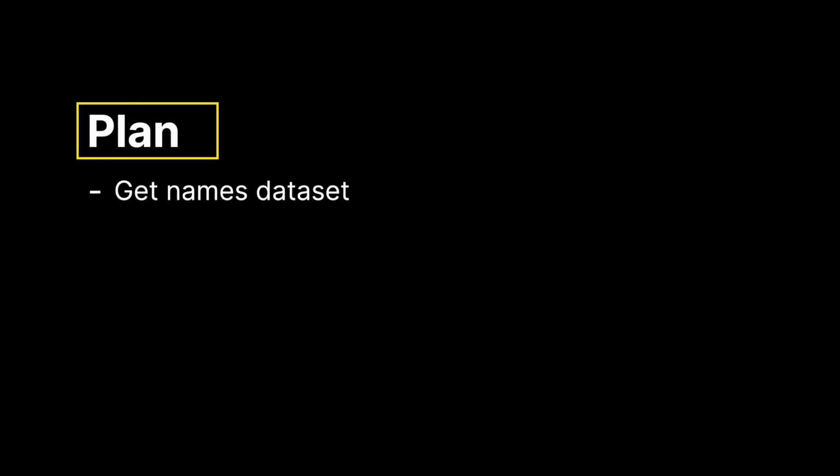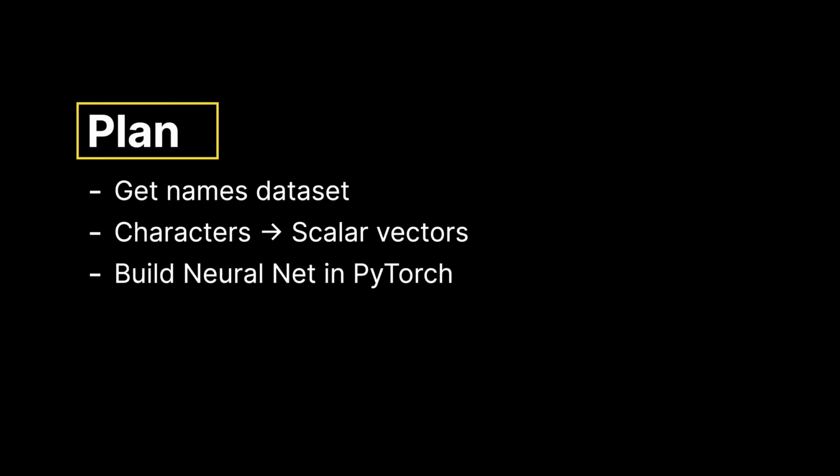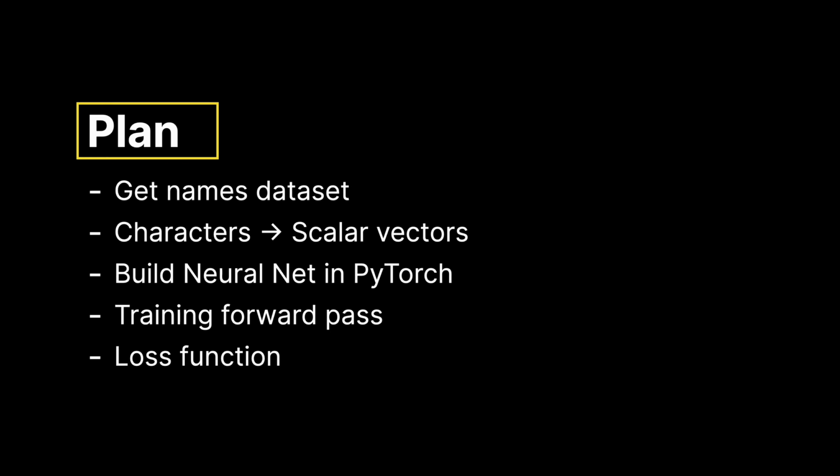We will start by downloading a dataset that contains a large number of names. Then we need to transform the characters into scalar vectors in order to make them understandable for a neural net. Afterwards, we're going to build a neural net in PyTorch. Of course, we're going to also have to train it, and we will have to define a loss function at the end.